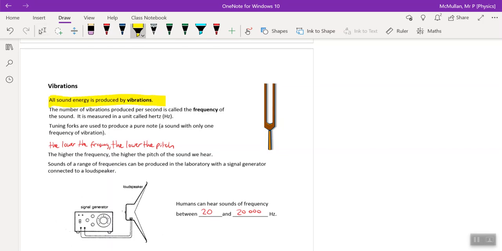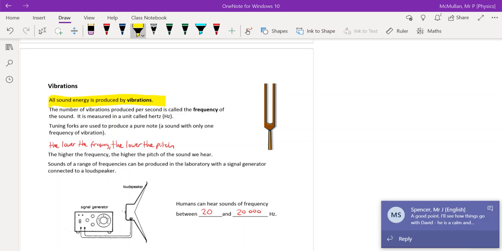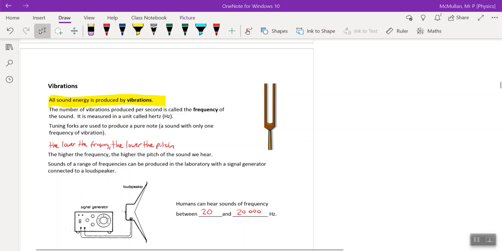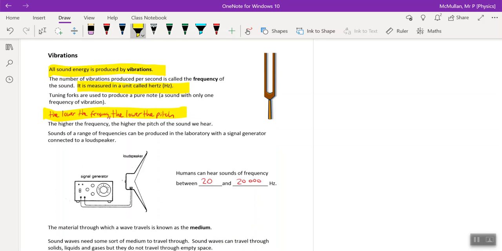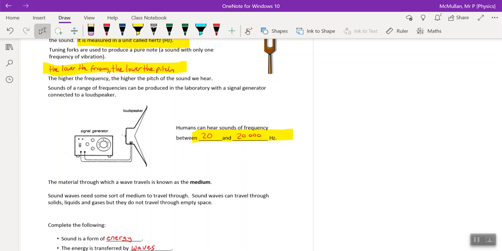This here, for some of the musicians, you will know as a tuning fork. A tuning fork allows you to create a sound of a certain tone, and you could perhaps tune your key. The number of vibrations per second is called the frequency, and it's measured in a unit called hertz. Tuning forks are used to produce a note with a pure sound of only one frequency. The lower the frequency, the lower the pitch. Humans can hear between 20 and 20,000 hertz. Anything above 20,000 hertz is what we call ultrasound.